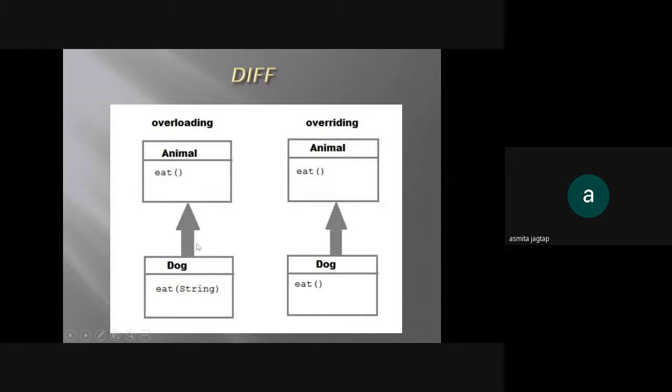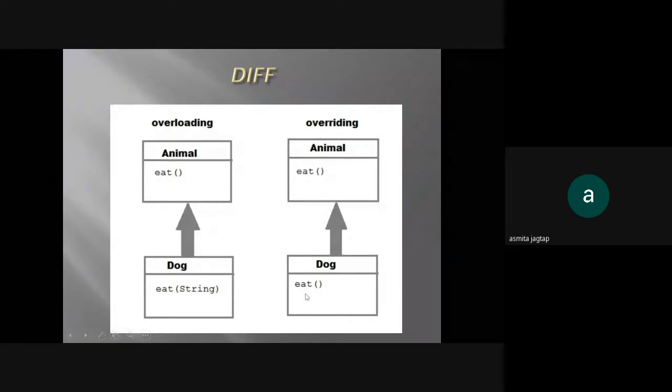During compile time only, when we pass the values, the compiler will know which method to call. So this is called compile time polymorphism, or early binding. And during runtime, the compiler knows which method to call, so it is called late binding, or overriding, or runtime polymorphism.